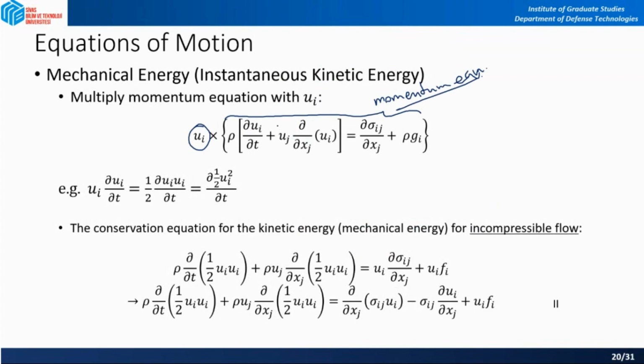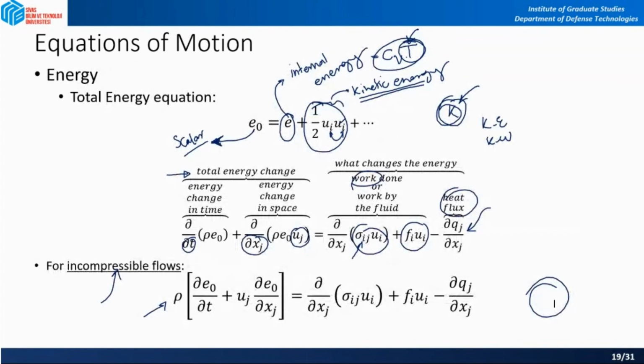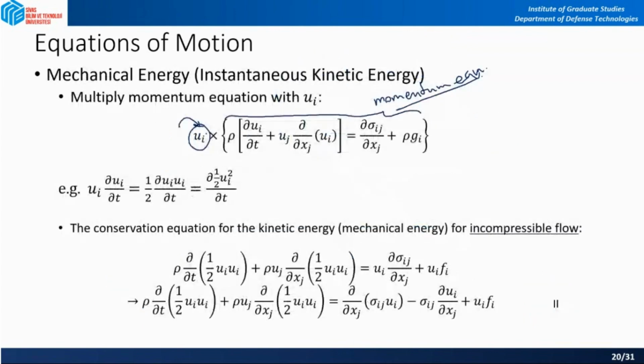I need a conservation. Why do I multiply it by ui? Because if you go back and you see this, it is ui times ui. In the momentum equation, I actually wrote the conservation of ui. So if I multiply ui by the conservation of ui, I will come up with ui squared. That's why I need to start from here. So I multiply the momentum equation with ui.